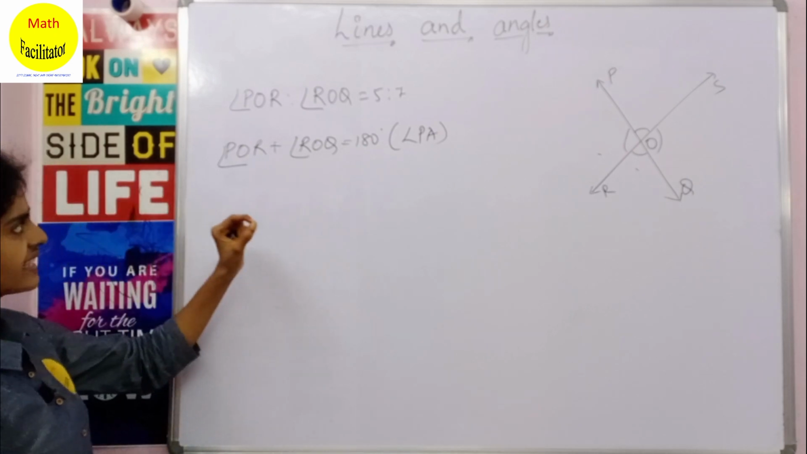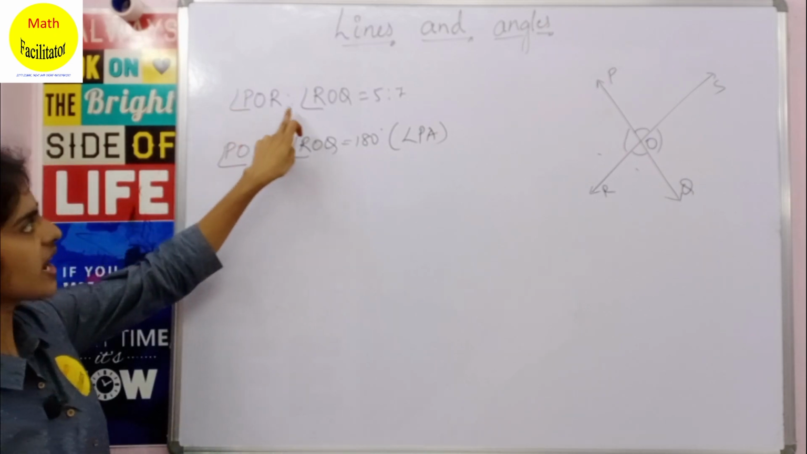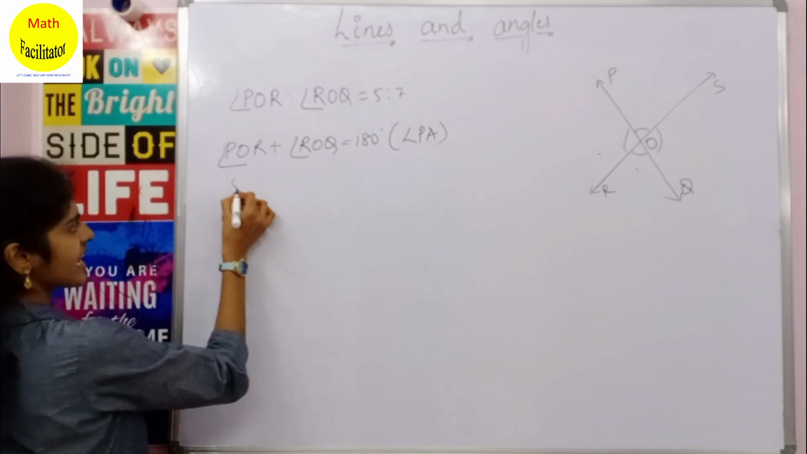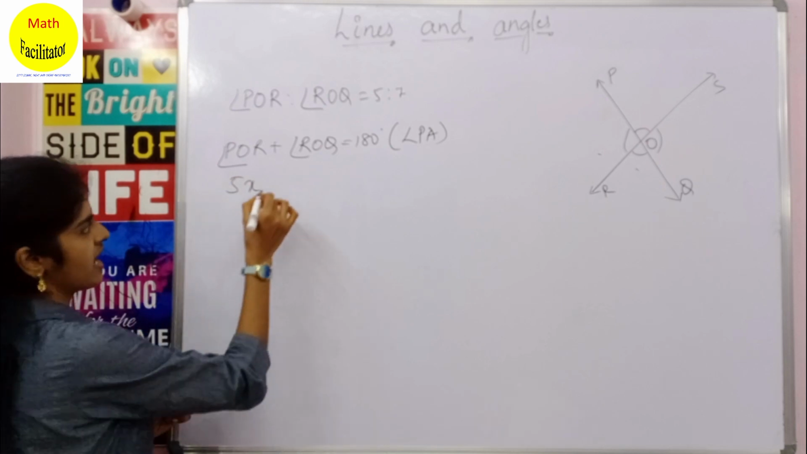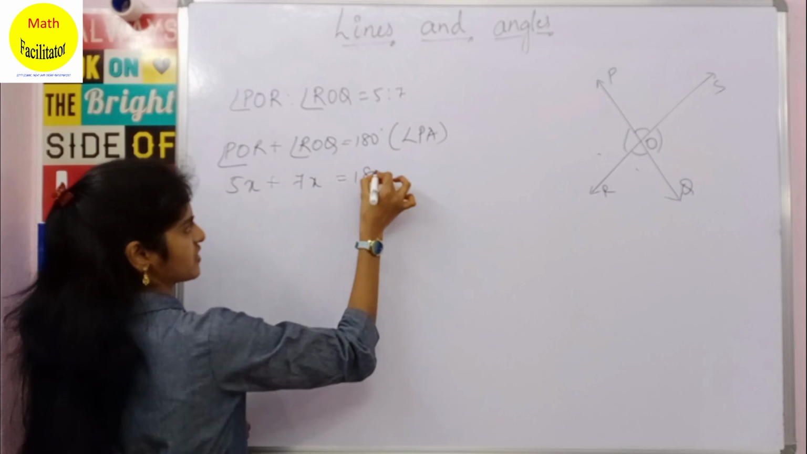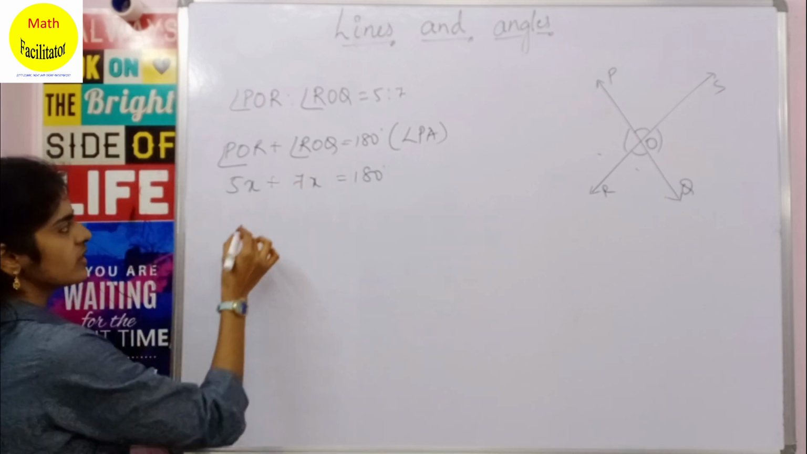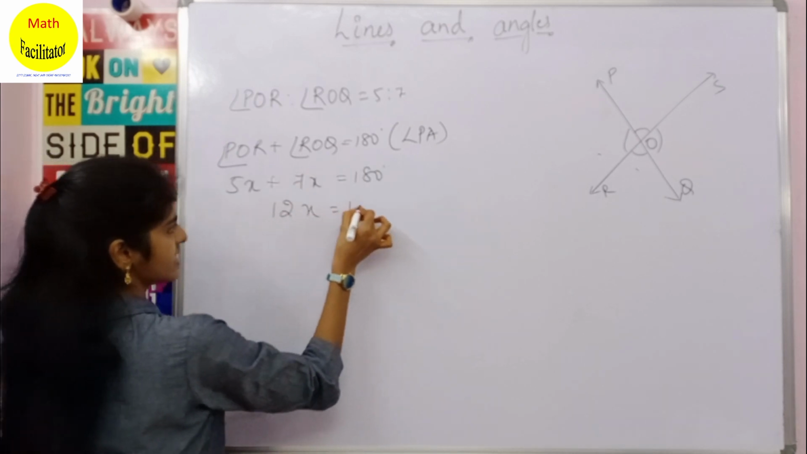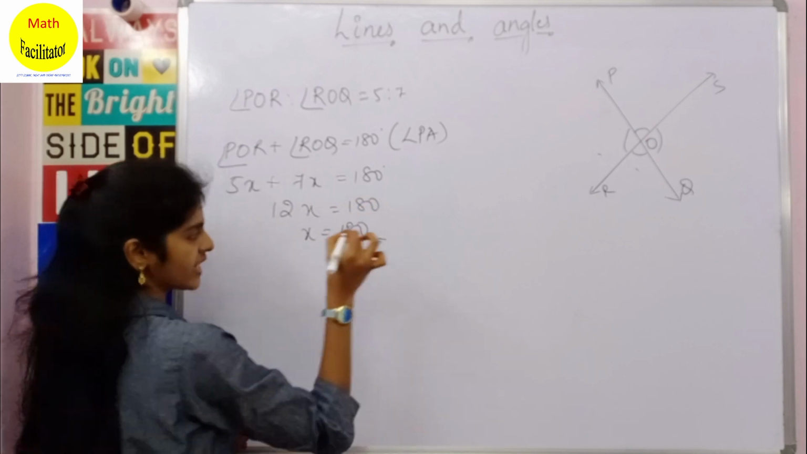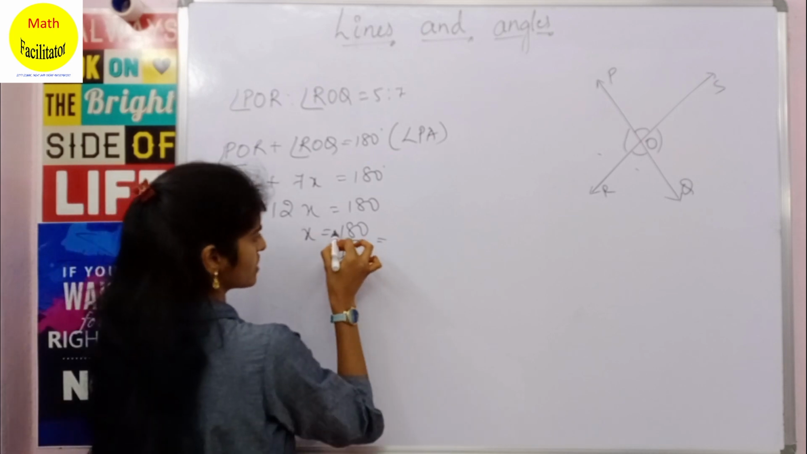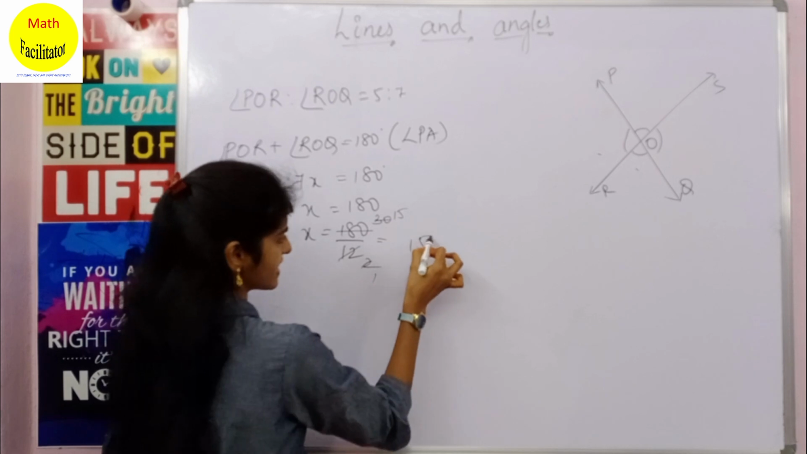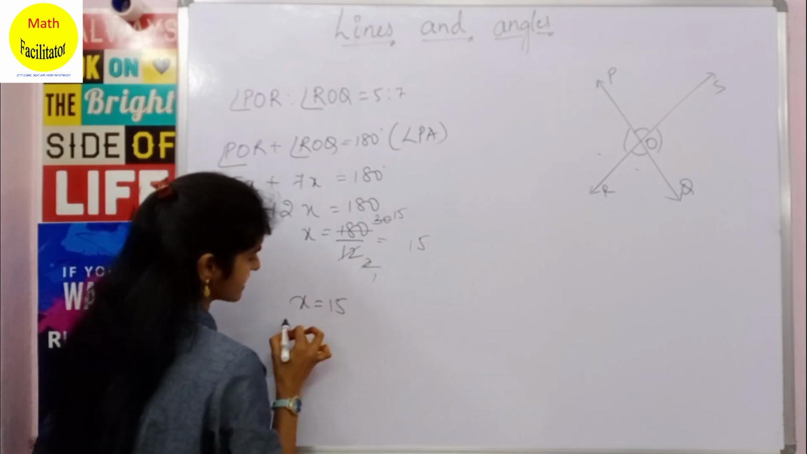But there is another condition, that angle POR to angle ROQ is 5:7. So you can take angle POR as 5x and angle ROQ as 7x. So this is nothing but 180. Now 5x plus 7x is 12x, which is 180. So what is the value of x? x is 180 divided by 12. So 6 2s are 12, 6 3s are 18, 0, 2 1s are 2, 1 5s are 30. So x is 15. You got the value of x as 15.